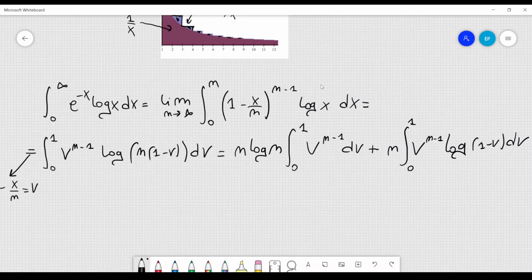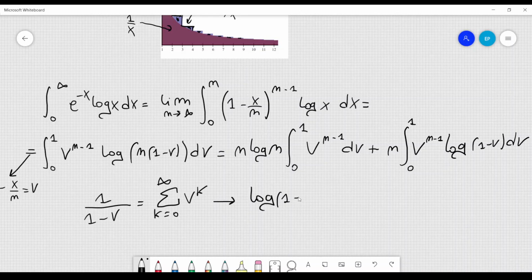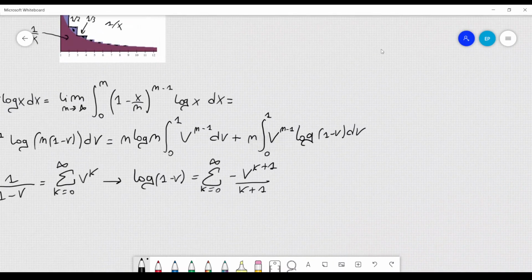And in particular, we can use a trick. We know that the function 1 over 1 minus v can be written as a geometric series. It is a series with k from 0 to infinity of v to the power k. Now, if we integrate both sides over v, we can rewrite this as the logarithm of 1 minus v equal to the series with k going from 0 to infinity of minus v to the power k plus 1 divided by k plus 1.